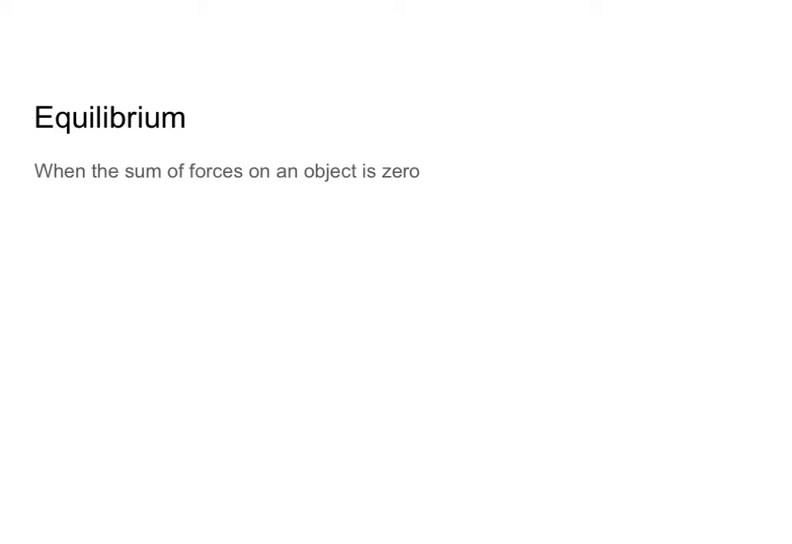So in this situation, equilibrium is when the sum of forces, often written as the sum of the forces, or F net, is equal to 0. So, for example, if you are sitting on your chair, not moving right now, the sum of forces acting on you is 0 because you are not moving.